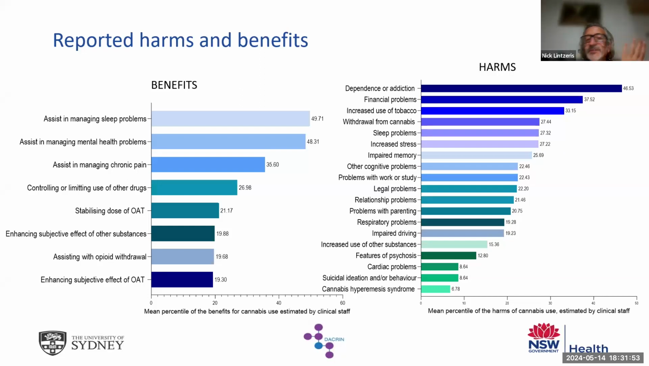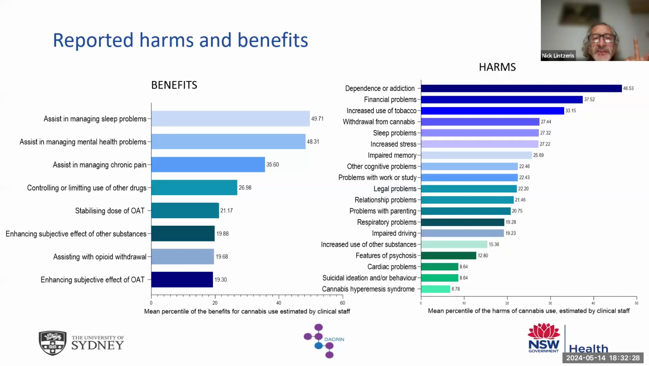Now, anyone that's worked in substance use disorder, we're familiar with harms. We spend most of our time thinking about harms of the drugs that our patients use. What we don't often do, though, is think about the benefits of the drugs that our patients use. And when we asked our clinicians working in methadone buprenorphine, what do you think some of the benefits may be for patients using cannabis? The top 3 reasons were sleep, mental health, and pain.